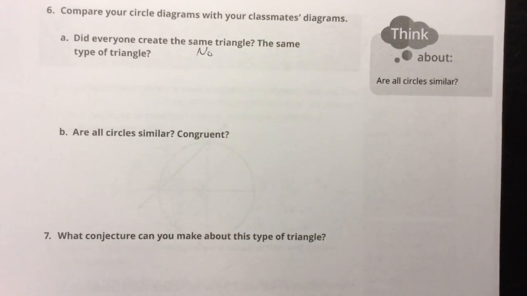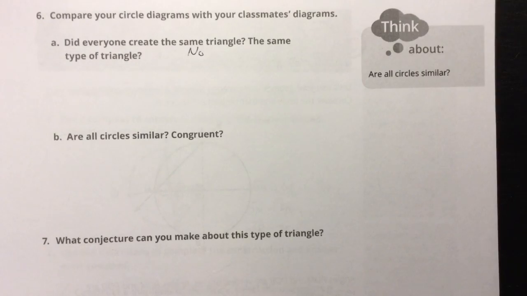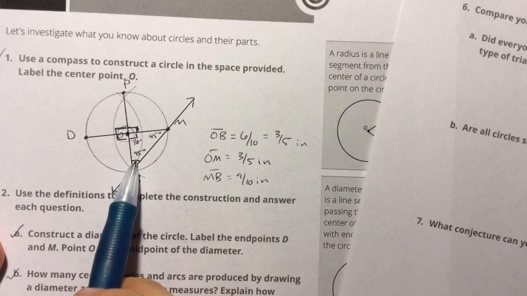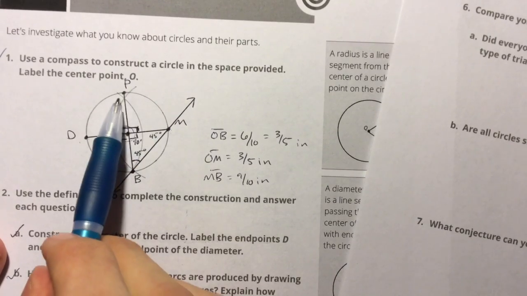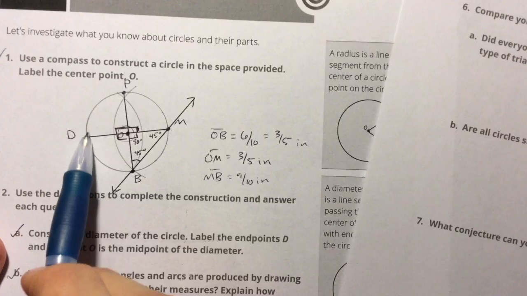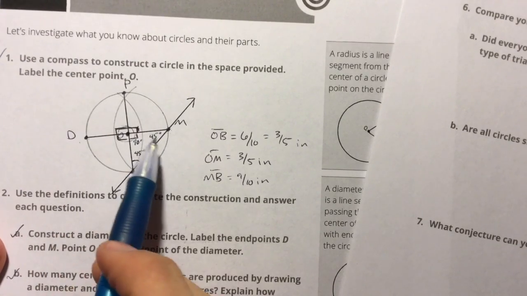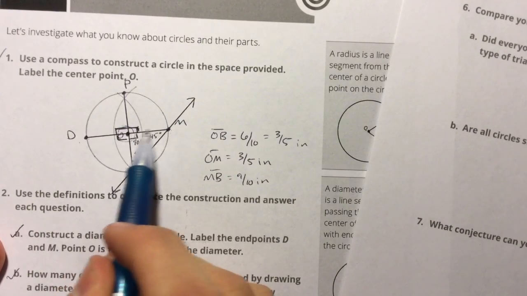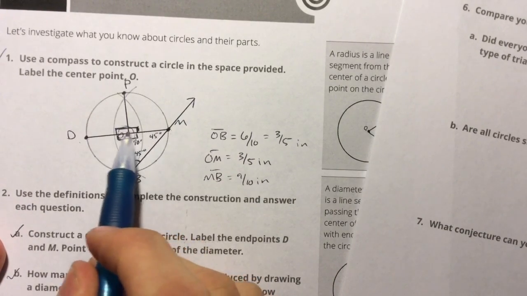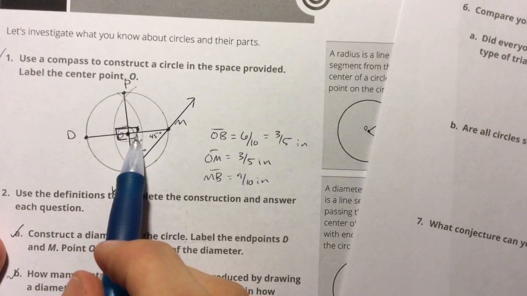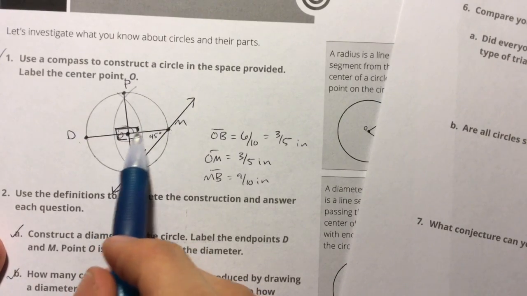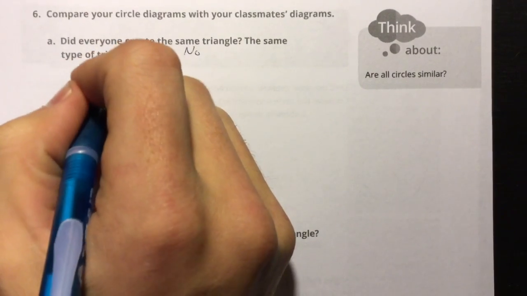Did everyone create the same type of triangle? If you look at how I created this, we said that this was an isosceles. In theory, if you connect PM or PD or DB, all of those would create isosceles triangles. The reason is that our triangle is composed of 2 radii, and any radius of a circle is going to have the same measure. Any triangle that you create this way using 2 radii and a chord is going to be an isosceles triangle. So for the same type of triangle, the answer would be yes.